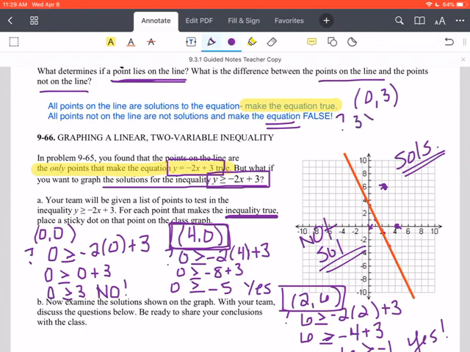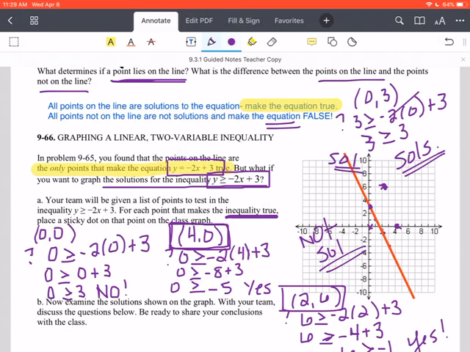So is 3 greater than or equal to negative 2 times 0 plus 3? Well, negative 2 times 0 crosses out, so is 3 greater than or equal to 3? It certainly is. So this point on the line is also a solution. It seems that the points on the line are solutions because they are going to be equal. They're going to satisfy the "or equal to" component.